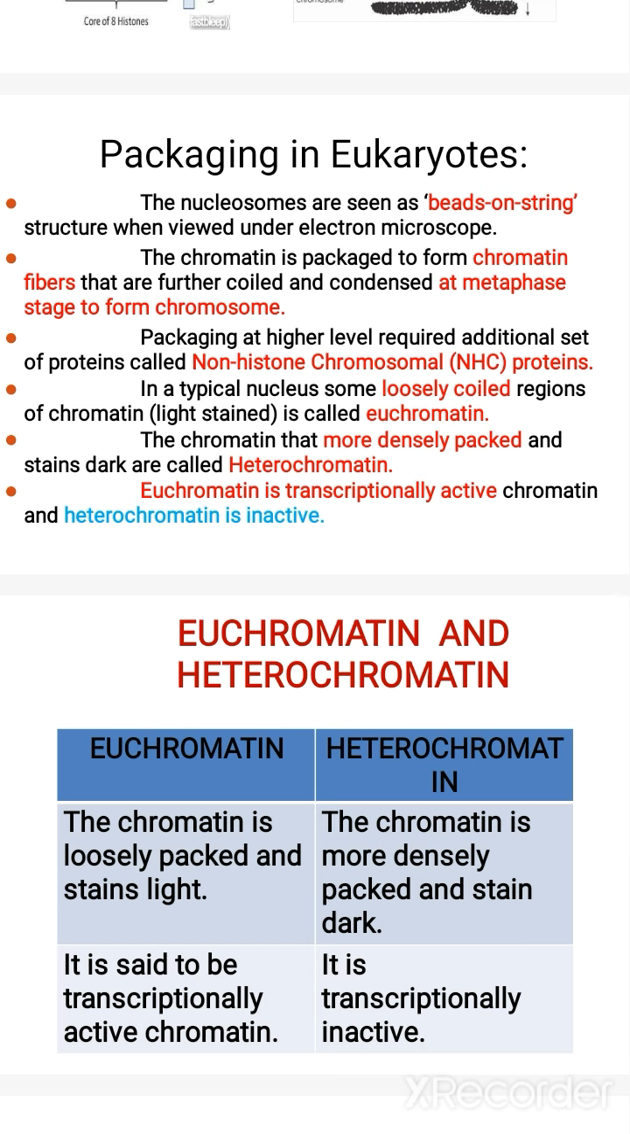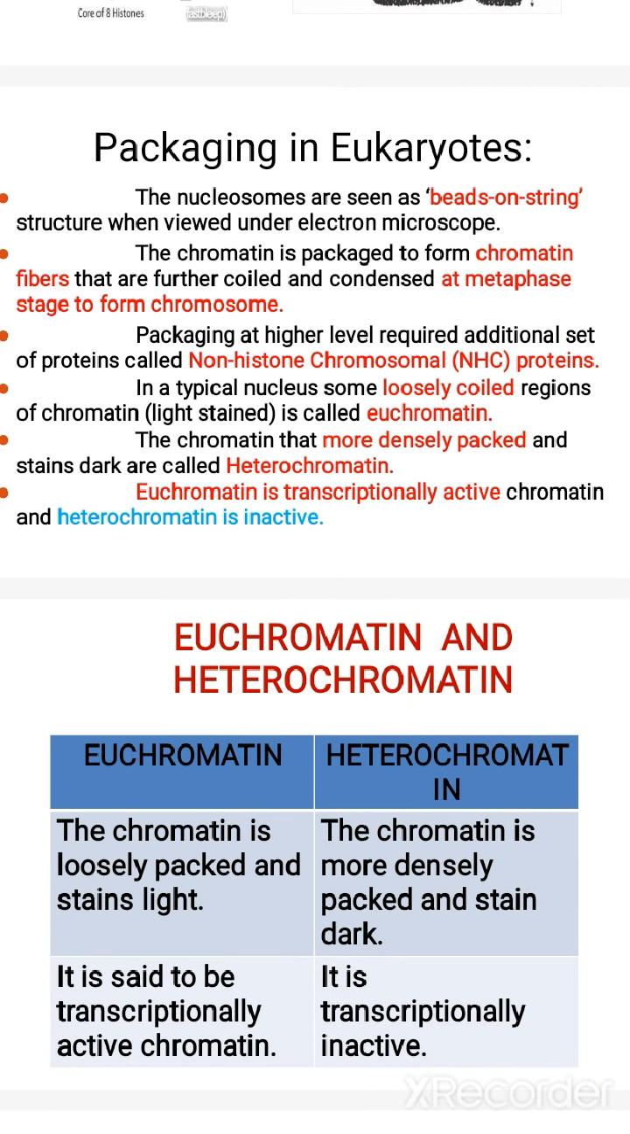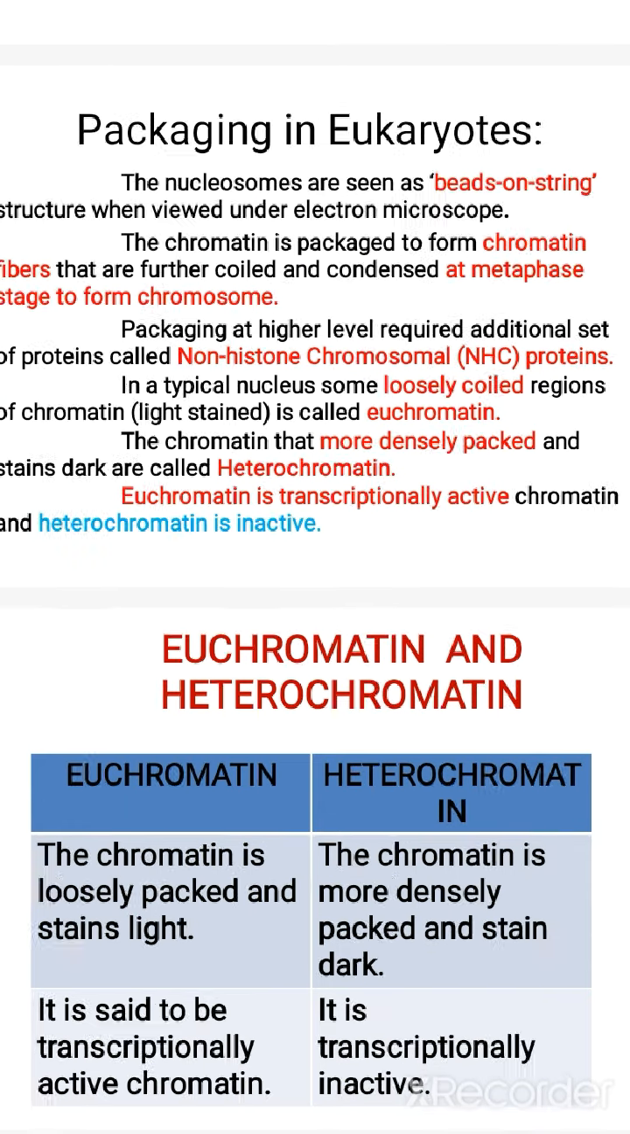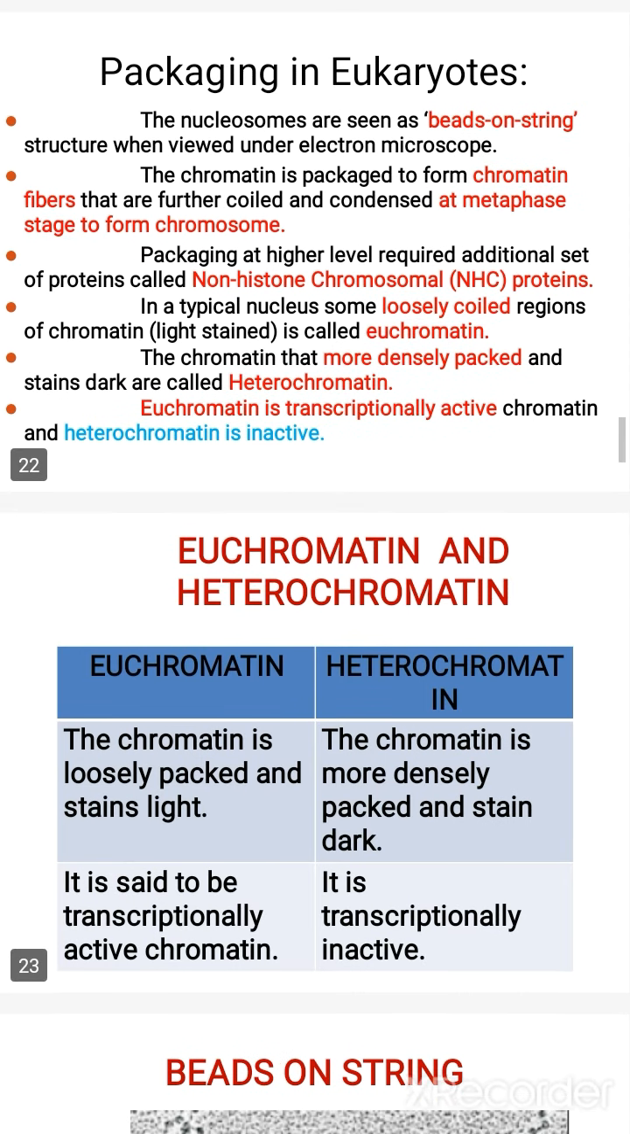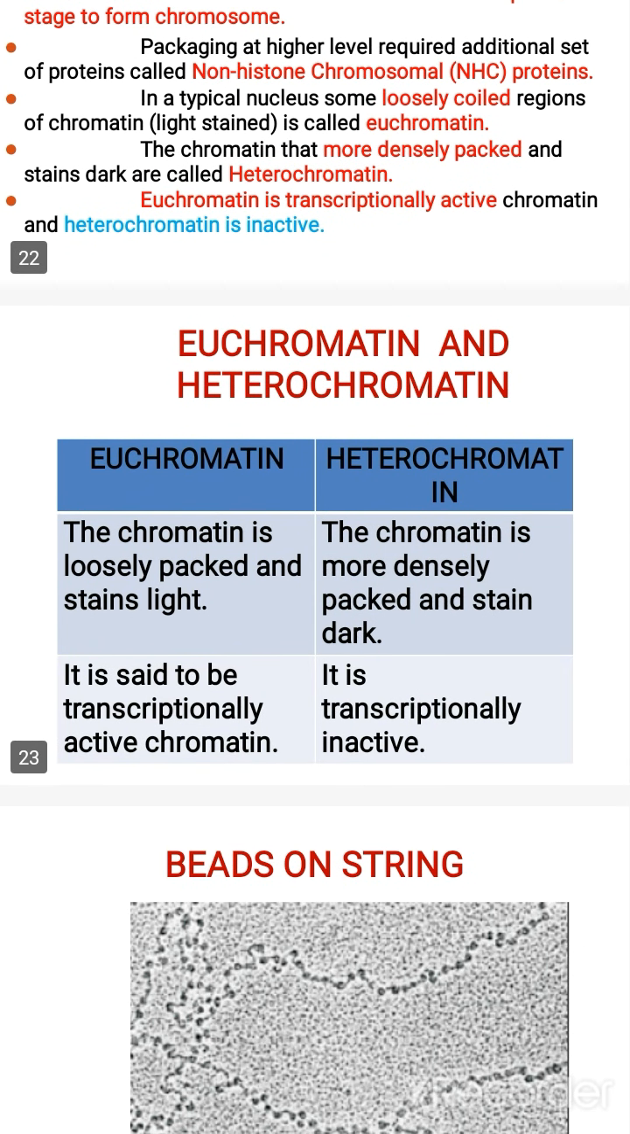When the packaging is at a higher level, it needs an additional set of proteins, which you call non-histone chromosomal proteins, NHC. In a typical nucleus, somewhere there will be loosely coiled portions, somewhere densely coiled structure. The densely packed is heterochromatin. The loosely coiled structure, lightly stained, is euchromatin. Euchromatin is transcriptionally active and heterochromatin is the inactive portion.